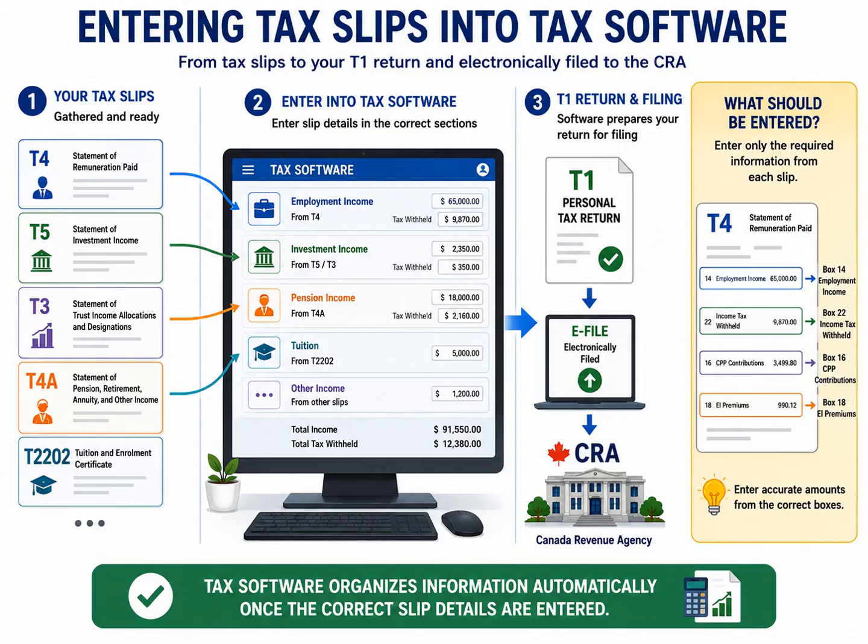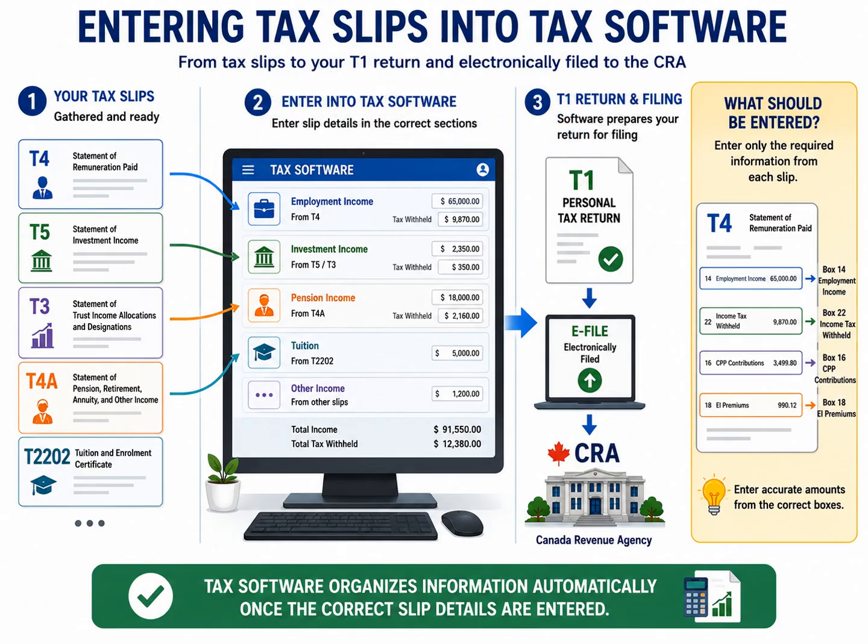Once you've gathered all of your tax slips, the next step is to enter their information into your tax software. Each tax slip contains specific boxes that report different types of information. For example, a T4 includes employment income, income tax withheld, CPP contributions, and employment insurance premiums. Rather than typing everything from the slip, you only enter the values from the boxes required by the software.